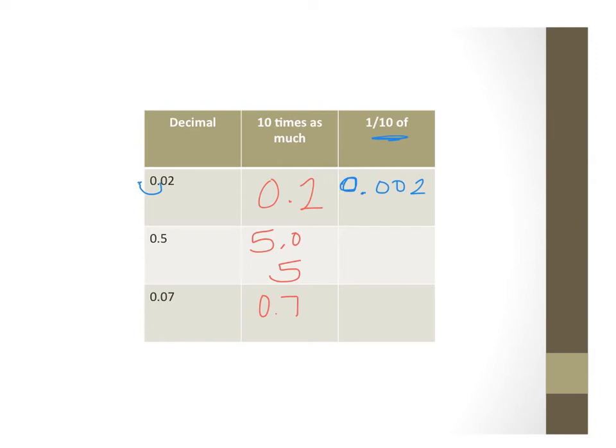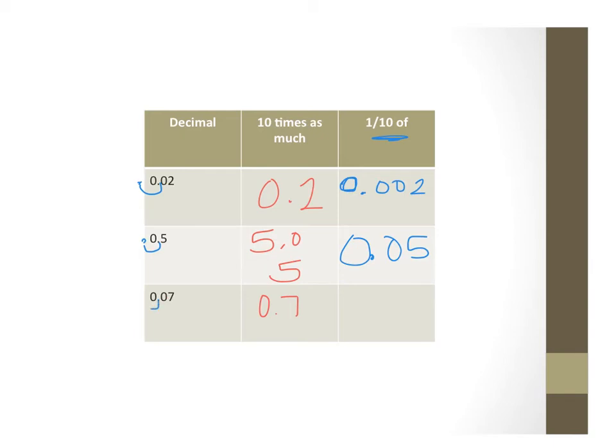Now moving down to 5/10, if I want to find a tenth of that, I move my decimal one place to the left. Now I have 0.05. I'm going to put my 0 to hold the ones place. So 5/100. 5/100 is 1/10 of 5/10.